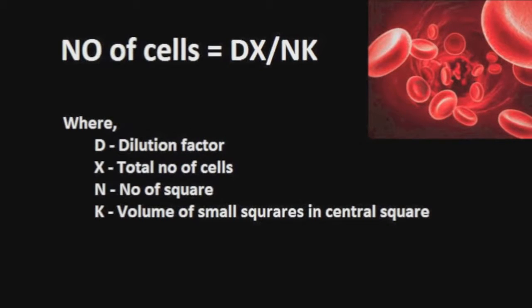Formula for RBC counting. Number of cells is equal to Dx divided by nk. D is the dilution factor, x is the total number of cells, n is the number of squares, k is the volume of small squares in the central square.